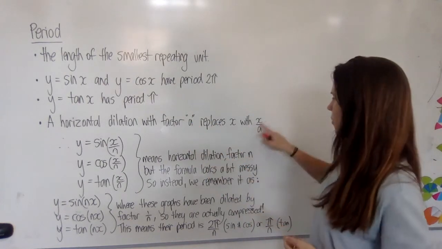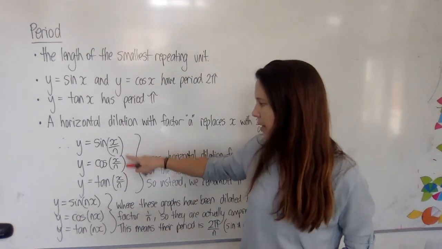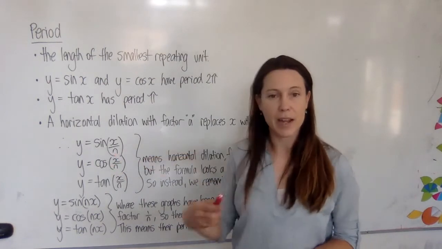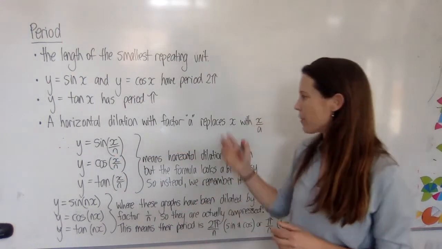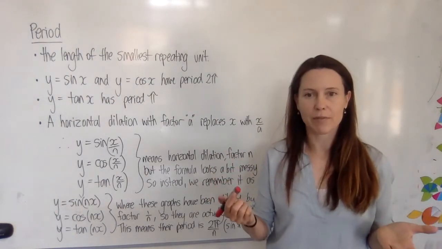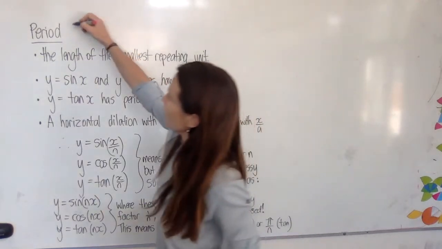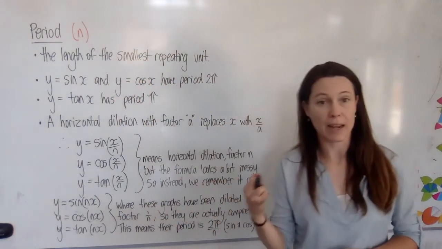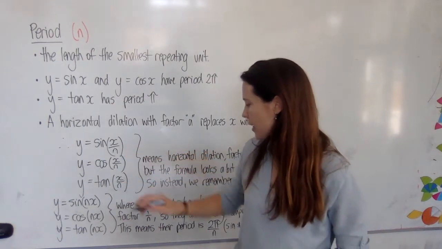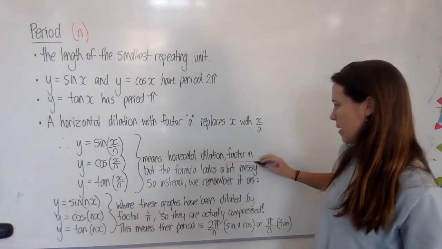So let's think about replacing x with x over a for each of these graphs, and we get something that looks like this. Now you'll notice straight away I haven't written a here, I've written n. That's because if we're going to make dilations going this way and this way, it'll be confusing if we've got a's everywhere talking about the same factor. So for period, we generally call the factor n. So we've got x over n in each of these cases. Now this means a horizontal dilation with a factor n.